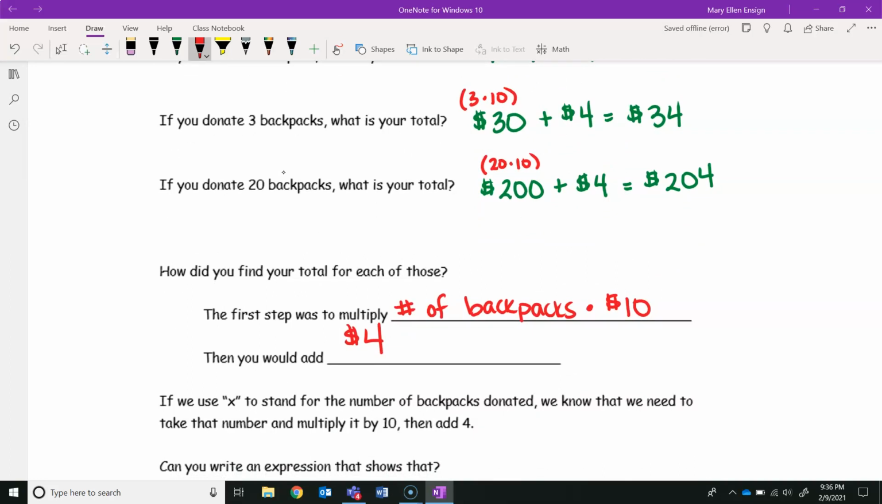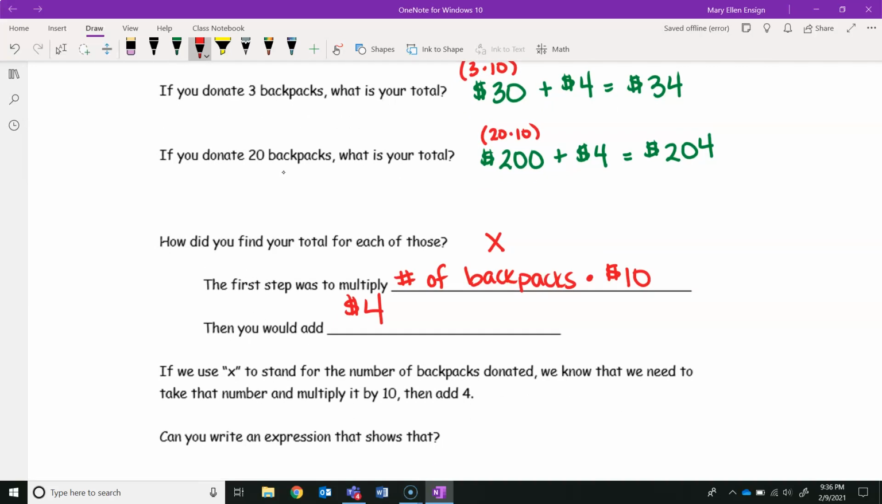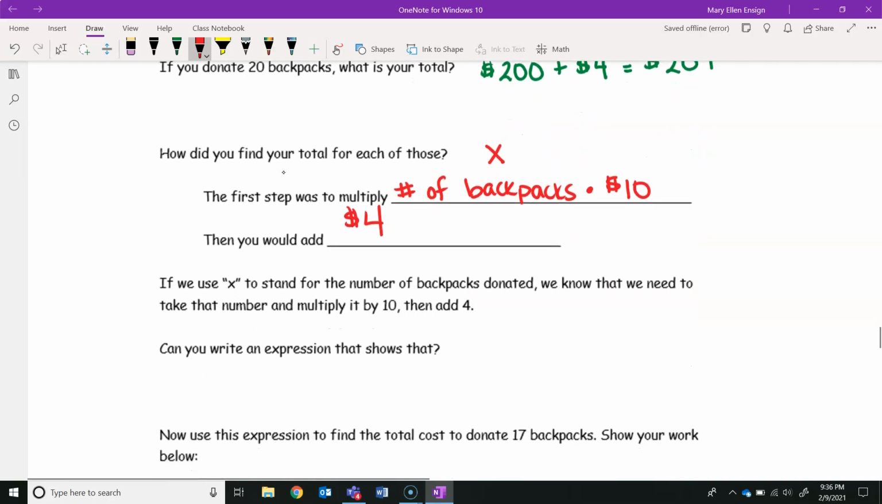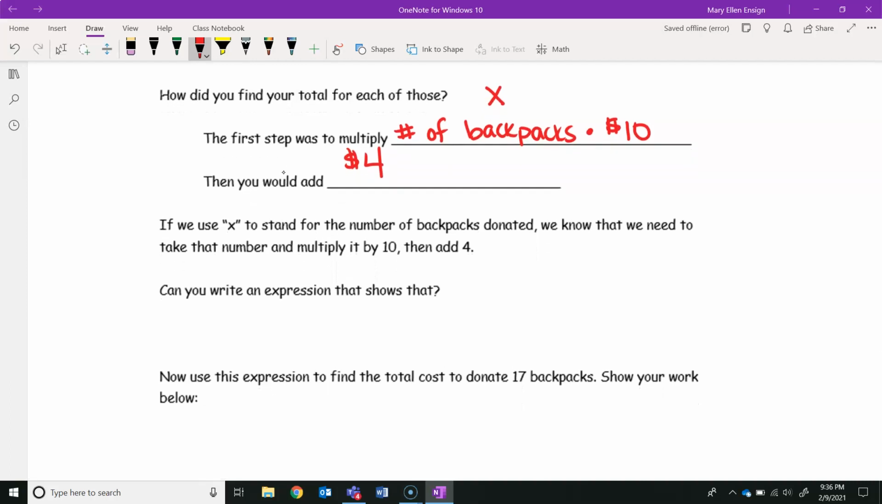So if we use X to stand for the number of backpacks donated, because as I said before, a variable is just a shortcut to stand for something. I don't want to write out number of backpacks, so I'm just going to call that X. Then we know we need to take that number and multiply it by 10 and then add 4. So let's write this as an expression, using X. So take a second, pause the video, and see if you can write this out as a single expression.